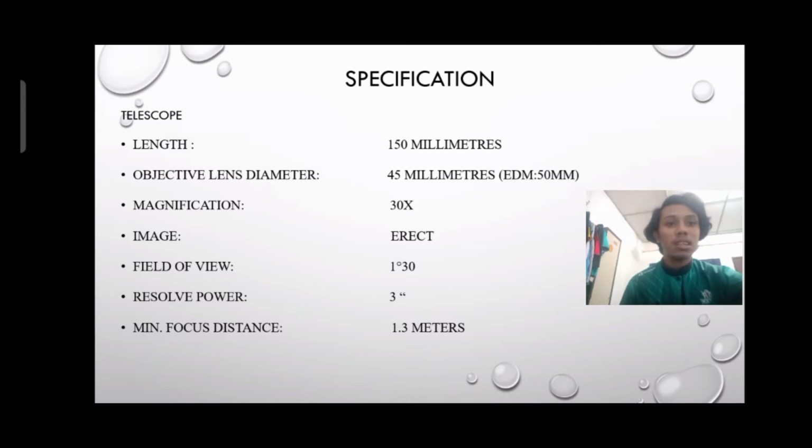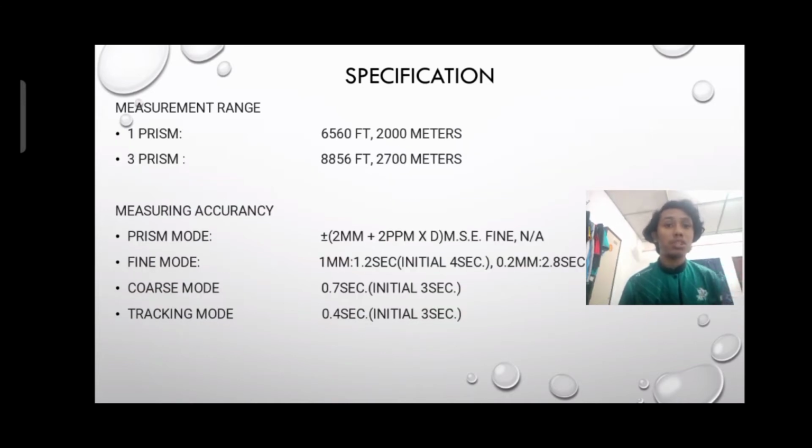Next, the measurement range. How about the measurement range? One prism is 6560 feet or 2000 meters, and 3 prisms is 8856 feet, which is 2700 meters.